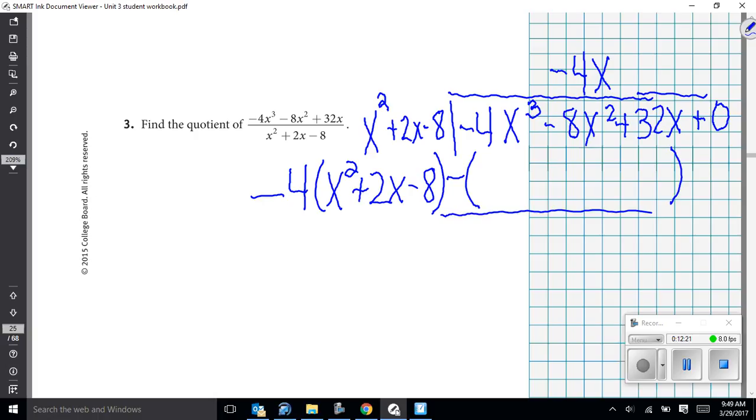All right, so here we're going to take negative 4 times each of our 3 terms. So negative 4 times x squared is, oops, I forgot the x. So negative 4x times x squared gives us negative 4x cubed. Negative 4x times 2x, negative 8x squared. And then negative 4x times 8.